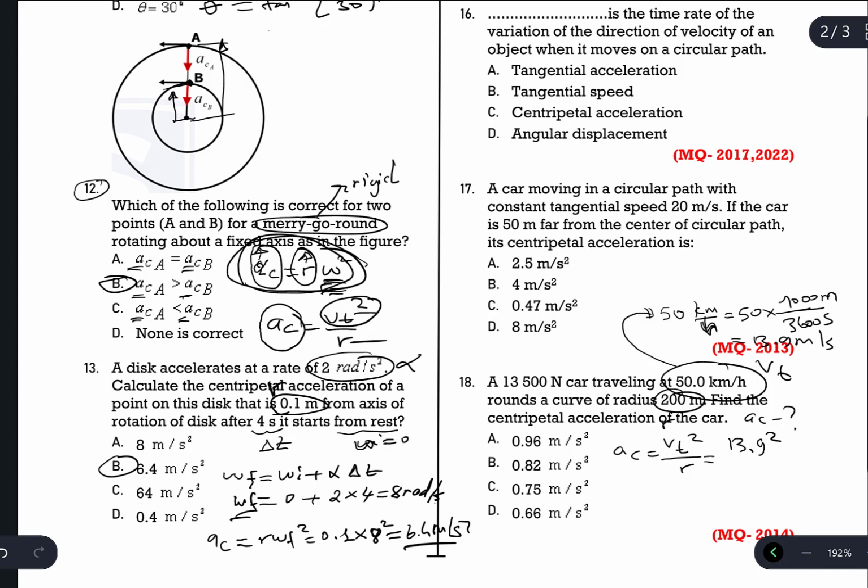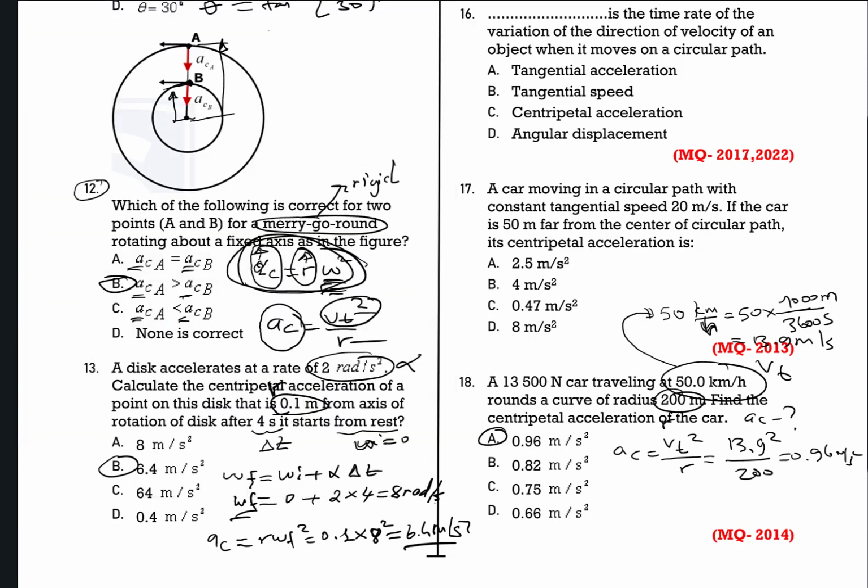After that, we can now calculate AC. 13.9 squared divided by radius 200. So we will find the answer as 0.96 meter per second squared. So A is the correct answer.